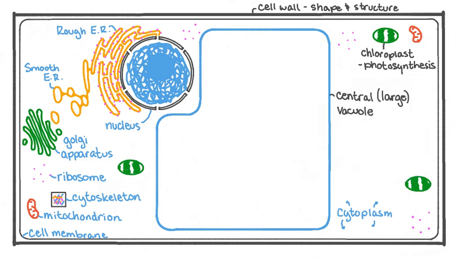Often the largest feature in the plant cell is the large central vacuole. The central vacuole has two main functions. It's responsible for storing water and nutrients. Another function of the central vacuole is to fill the cell and maintain pressure on the cell wall so that the cell doesn't lose its shape.